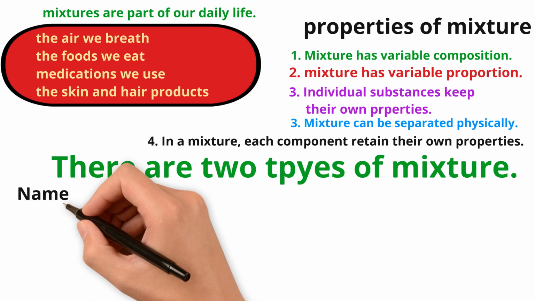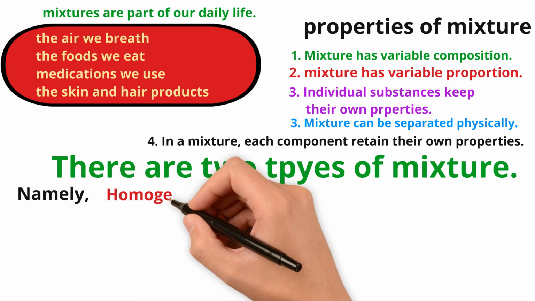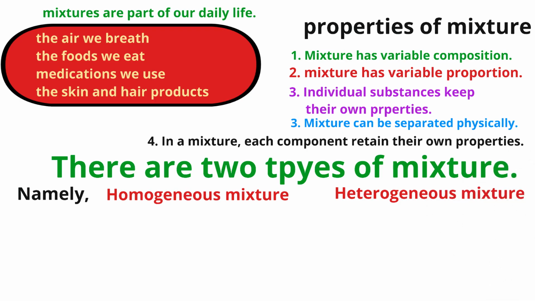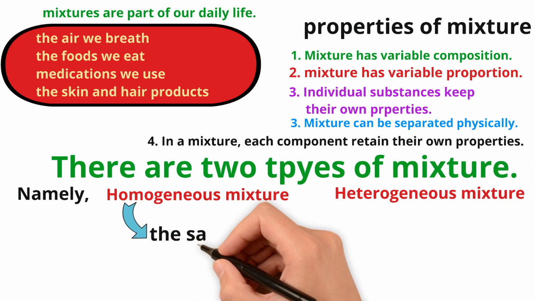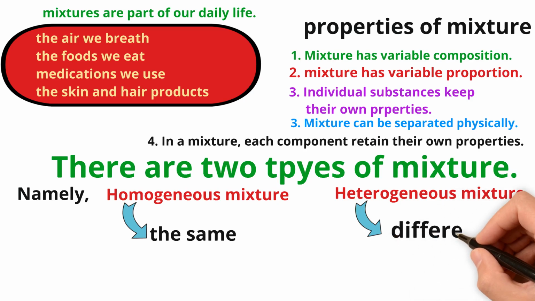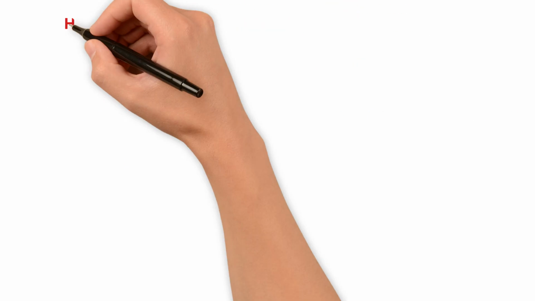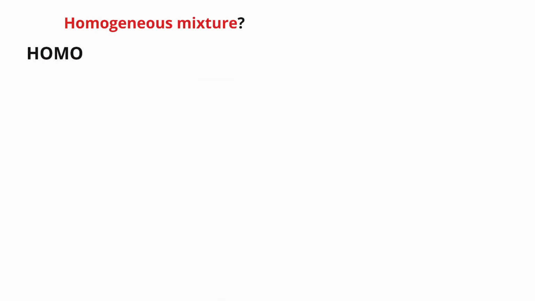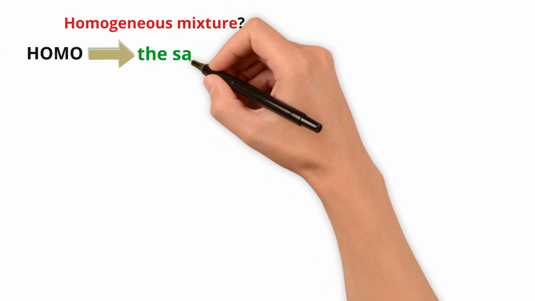We have two types of mixture, namely homogeneous mixture and heterogeneous mixture. Homo means the same. Hetero means different. Now let us start with what a homogeneous mixture is. Homo means the same, as we have seen previously.